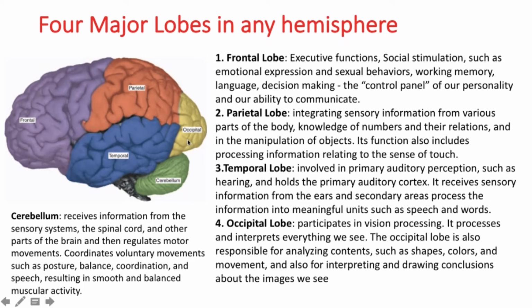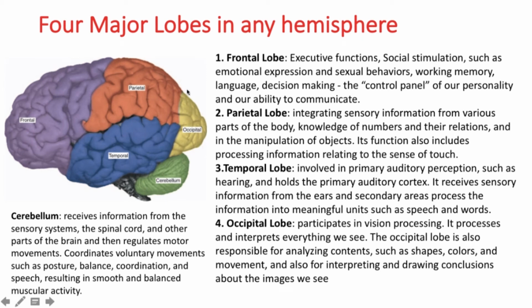The occipital lobe, that's the very back side of the cortex area, participates in vision processing. It processes and interprets everything we see. That's in the back side of the brain. The occipital lobe is also responsible for analyzing content such as shapes, colors and movement, and also for interpreting and drawing conclusions about the images we see.